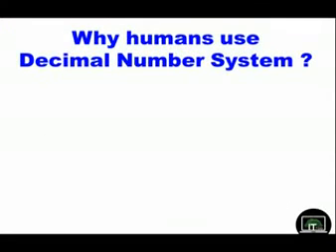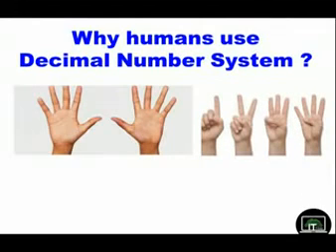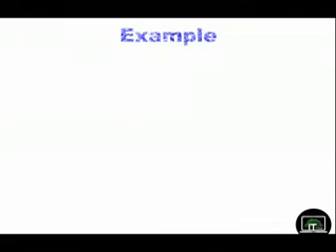So why do we use the decimal number system for counting? Did you ever think about why we use the decimal number system, 10 numbers, for counting? It's a very simple reason, because we have 10 fingers in our hands. That is the basic reason why people use the decimal number system for counting. You count as 1, 2, 3, 4, something like that. That's the basic idea why people use the decimal number system.